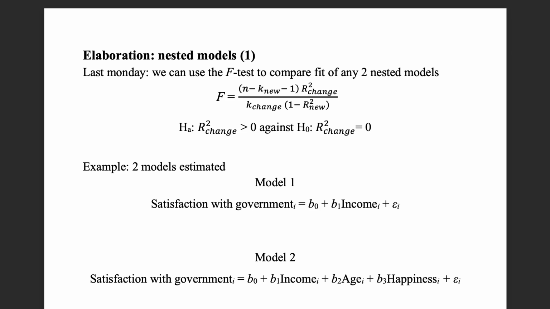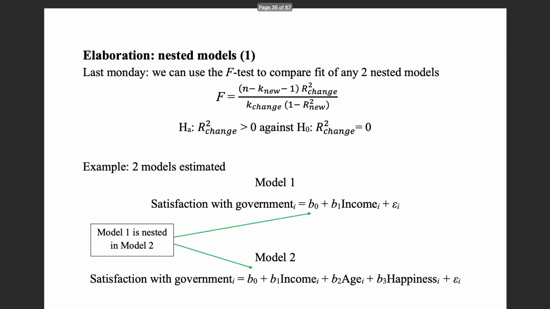So I have two models here. And if you look at those two models, you will see that they are nested models, because model 1, where we have just income as an independent variable, is nested in model 2, because we can get from model 2 to model 1 by just taking stuff out of model 2, specifically by taking out this part of the formula, B2 times age, and by taking out this part of the formula, B3 times happiness.